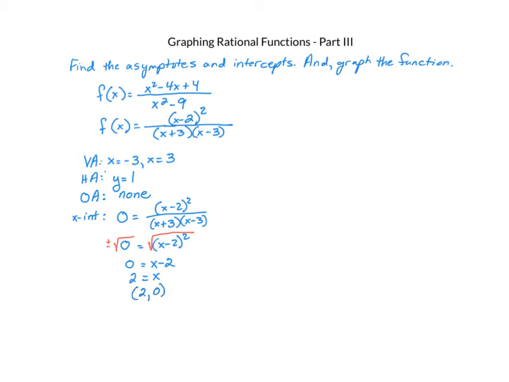Let's find the y-intercept. So we set x equal to 0. So that's 0 squared minus 4 times 0 plus 4 over 0 squared minus 9, and I get y equals 4 over negative 9, or negative 4/9. Again, I'm going to write that as an ordered pair, so I have (0, negative 4/9). Now we're going to put all of this information on our graph.